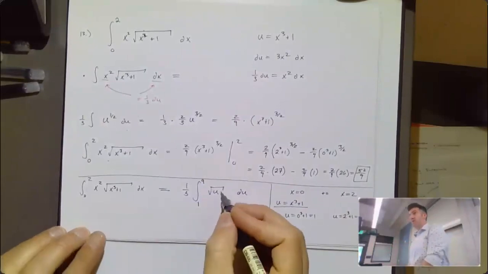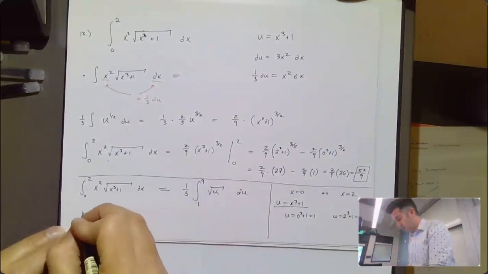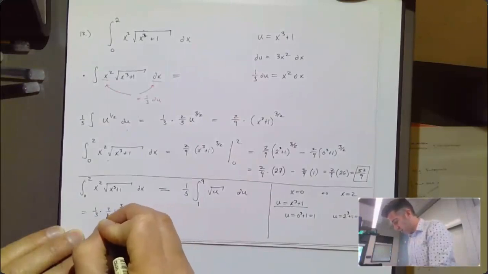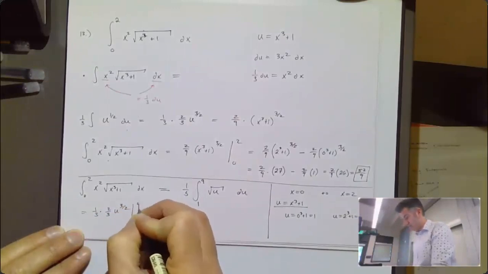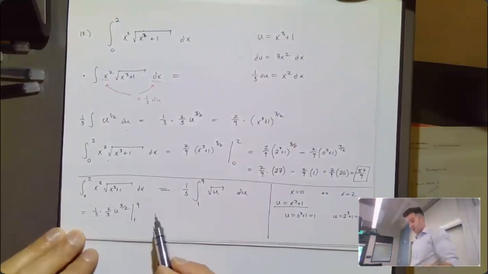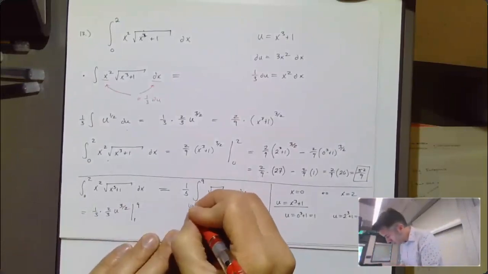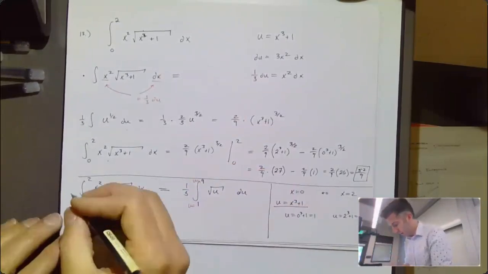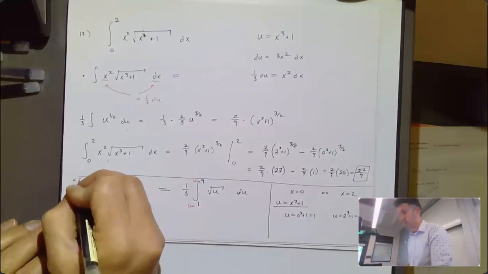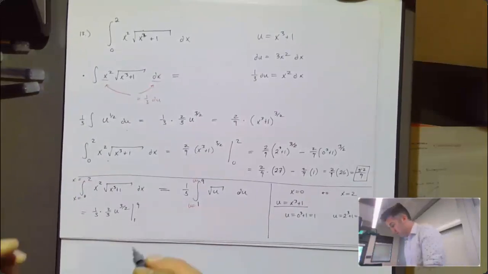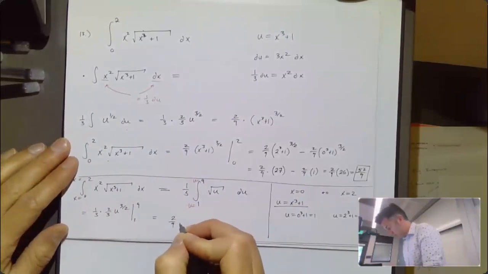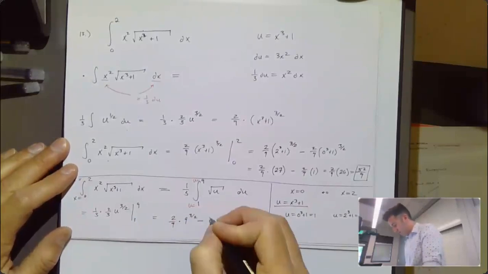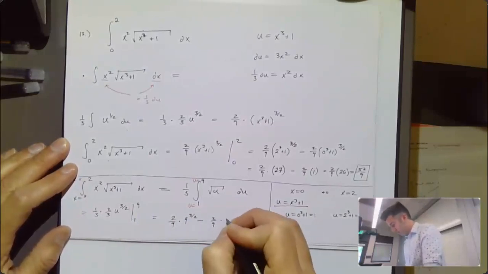So I'm going to do the antiderivative of u to the 1/2, which is going to give me 1/3 times u to the 3/2 times 2/3 from 1 to 9. And then I'm literally just going to plug in u equals 9 and u equals 1, instead of going back and plugging in x equals 0 and x equals 2. So we're going to end up getting 2/9 times, if I plug in 9, I get 9 to the 3/2 minus 2/9 times, if I plug in 1, I get 1 to the 3/2.